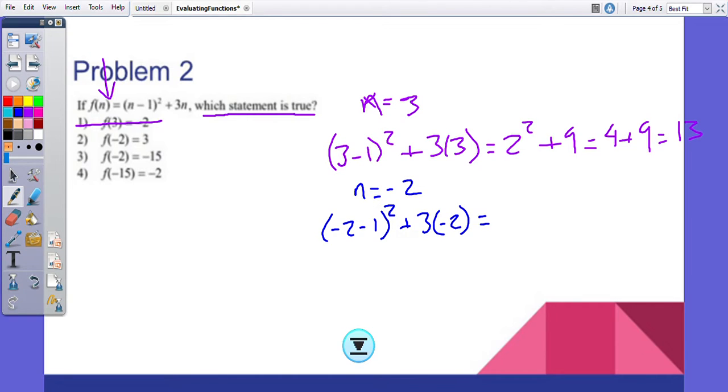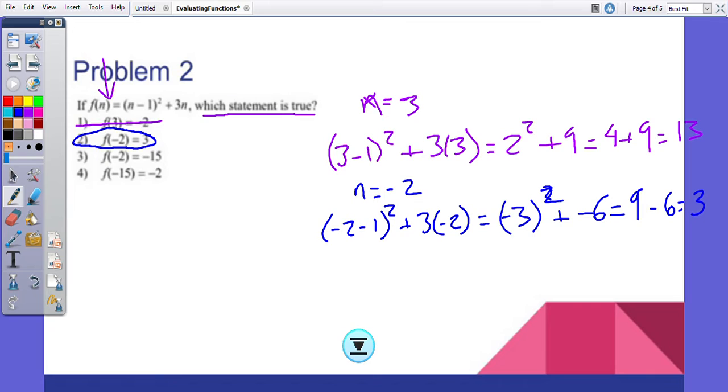You're going to have to use a calculator for that -2 minus 1. When you do that, you're going to get -3 squared, plus 3 times -2 is -6. -3 squared is not going to give you a negative. Any number squared is positive. So we write 9 minus 6. That gives us 3. So we already checked this one. You can go over the same process again, recheck your work, and if you get the same thing, that means that this statement is true.